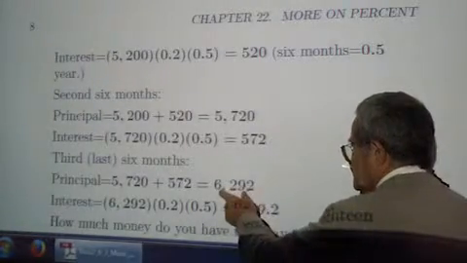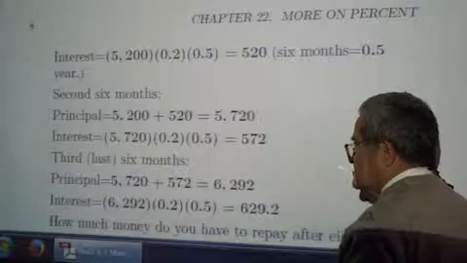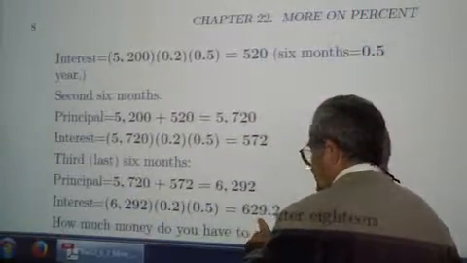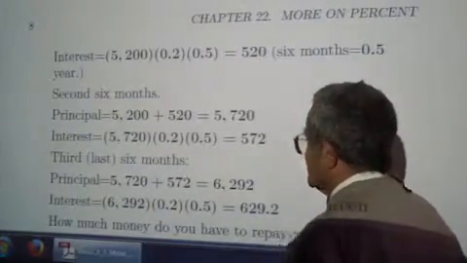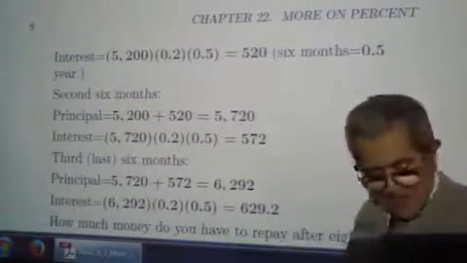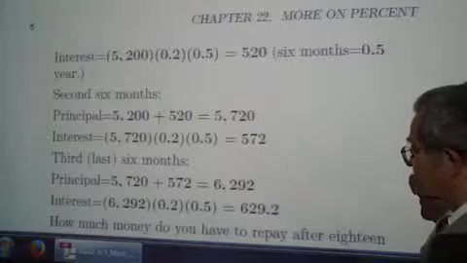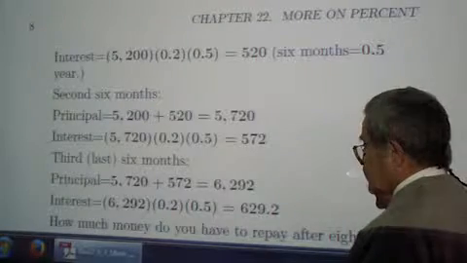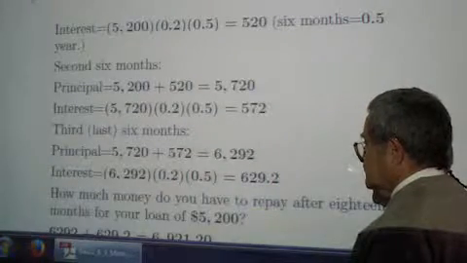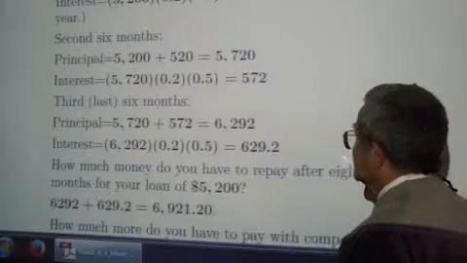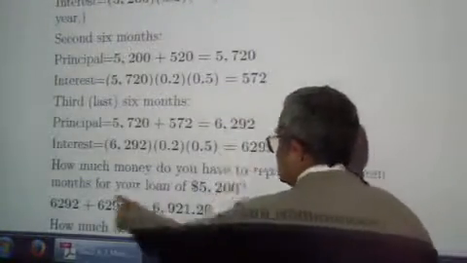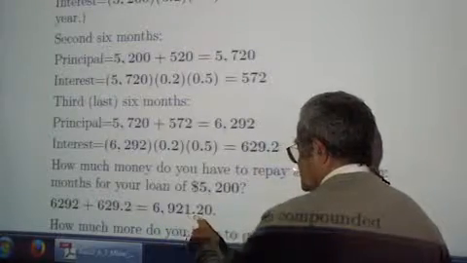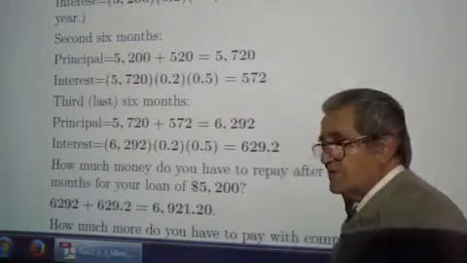You pay interest on $6,292. That amount, 20% of that 1/2 a year, $629.20. I'll give you a few seconds to look at that. And this amount is added to the previous principal. That's how much you have to pay back. Okay. So it's 6,292 plus 629.2, $6,921.20. How many people got that?